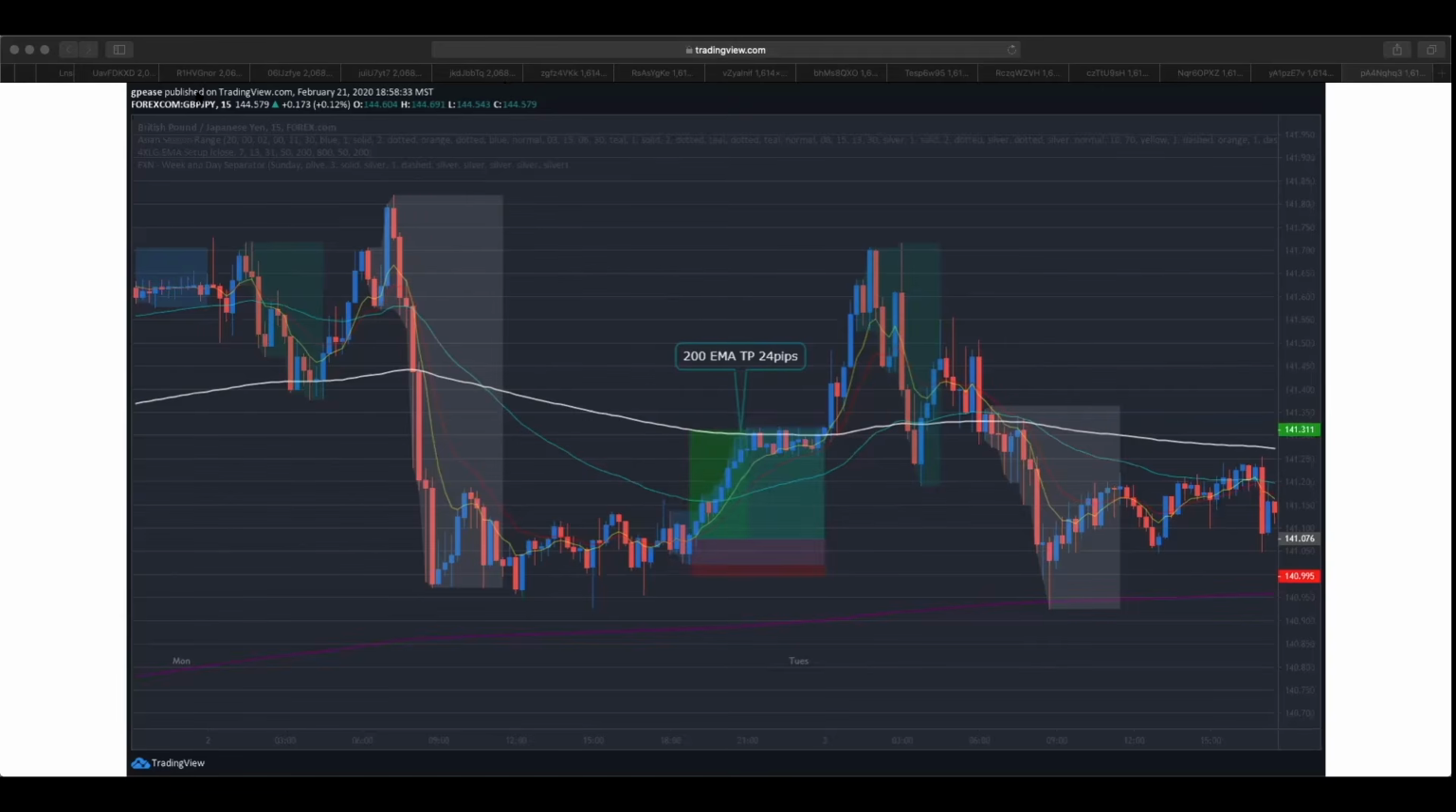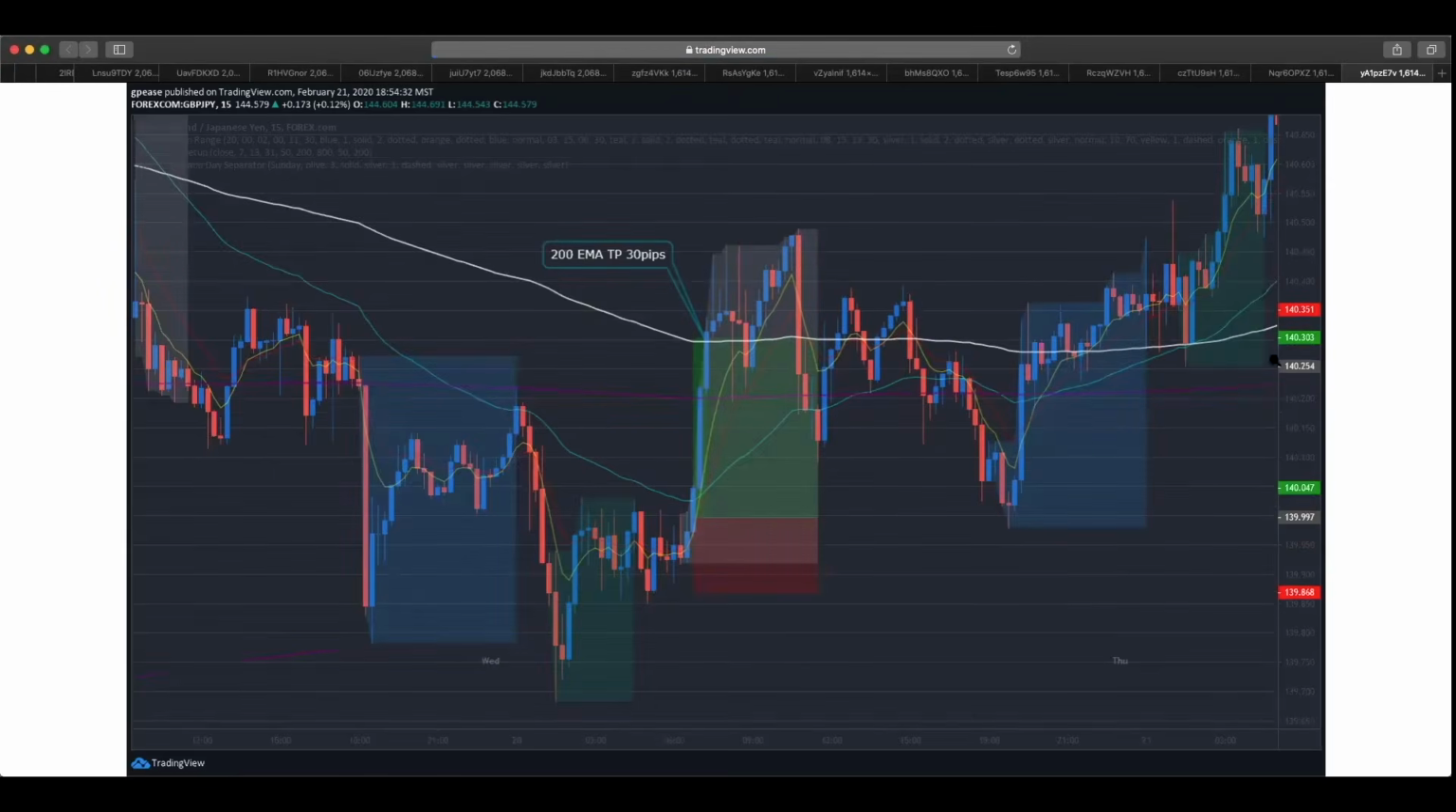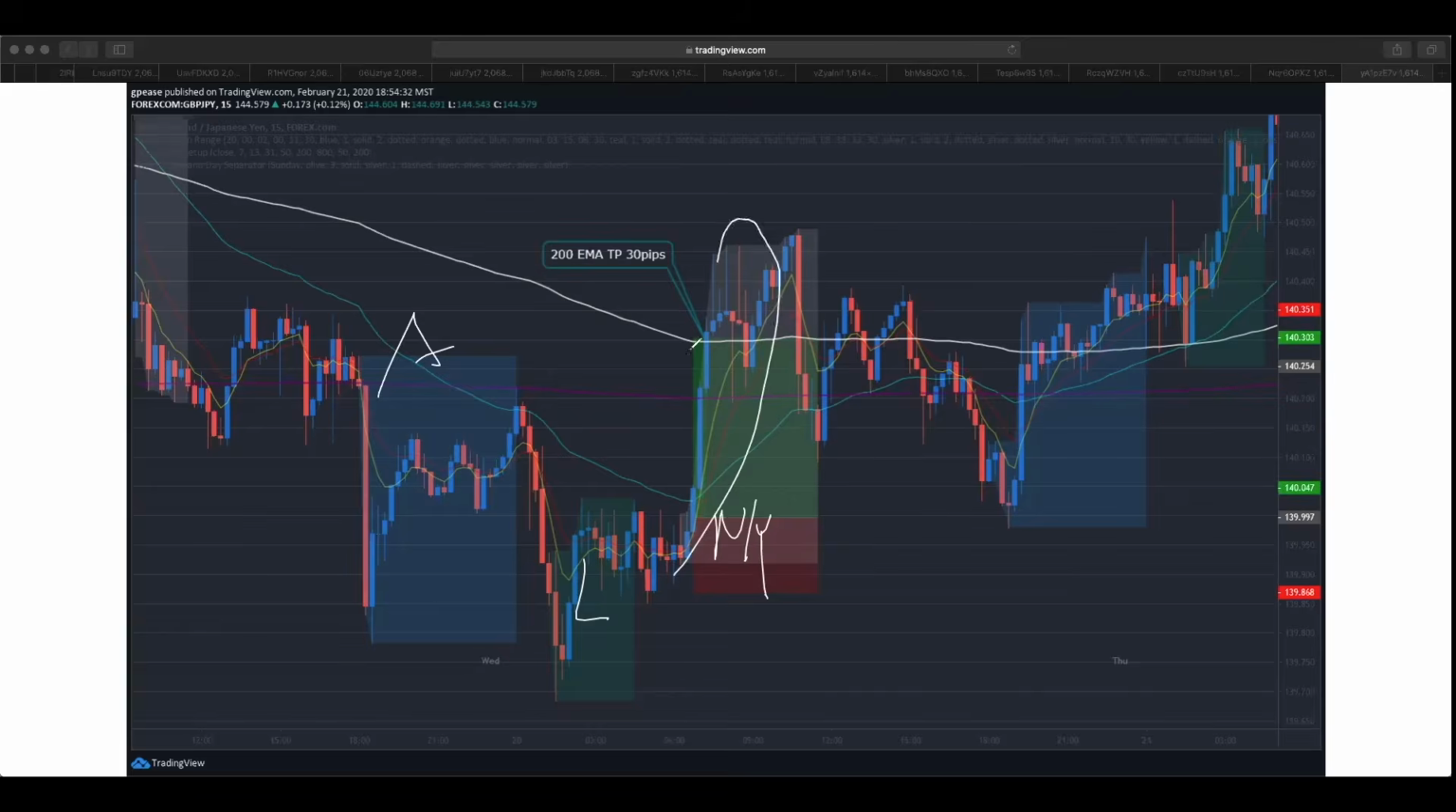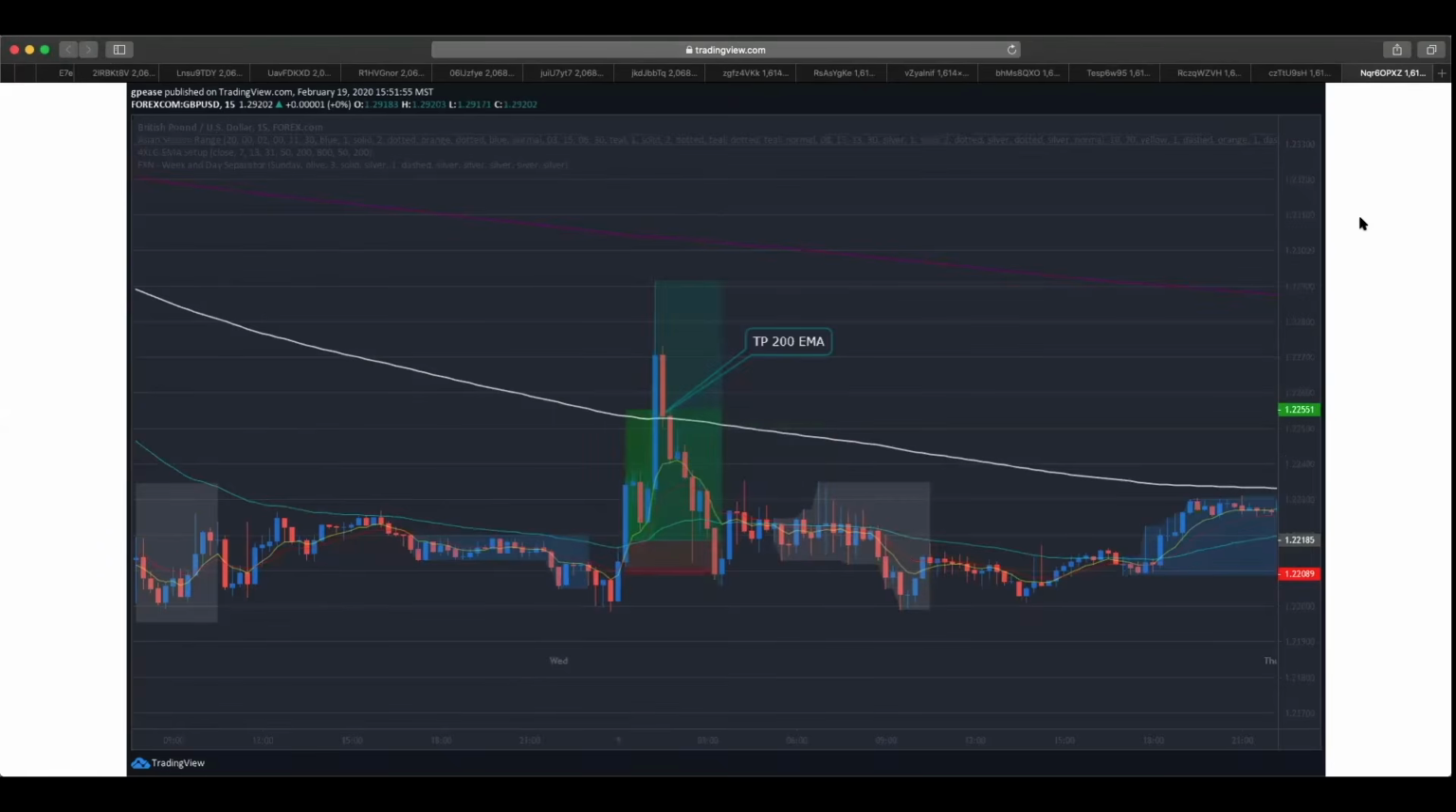No. So what would have been a good example is, let's say, this here. That's a good example. 200 EMA, take profit. And then 800, and then at 800, take profit. This one here is a good example of a take profit at the 200 EMA. This is Asia. This is London. New York session is here, right? Basically a continuation trade. Good example. This one here, is this a good example of a trade?